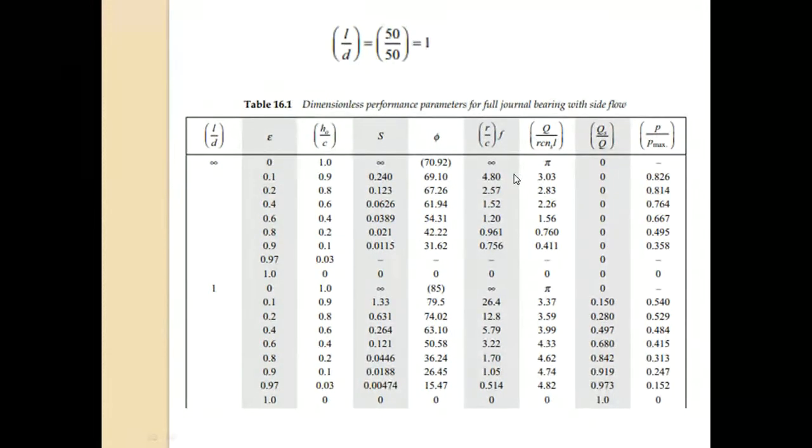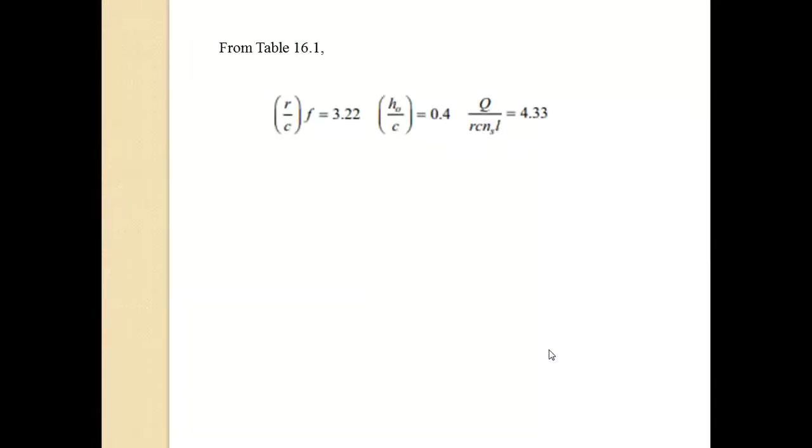We want these values. First, we already found the Sommerfeld number, so take the values related to this number. For 0.121, H naught by C is equal to 0.4. Again, R divided by C into F is equal to 3.22. Again, Q divided by R into C into Ns into L is equal to 4.33. So take the values as they are. Now see here, H naught by C is 0.4, and R divided by C into F is 3.22.